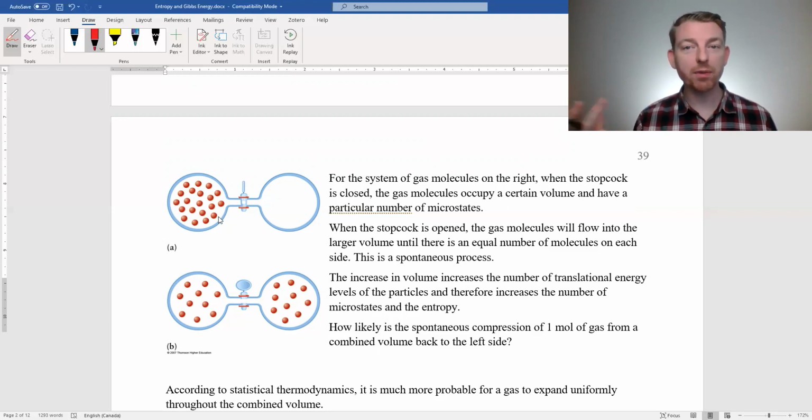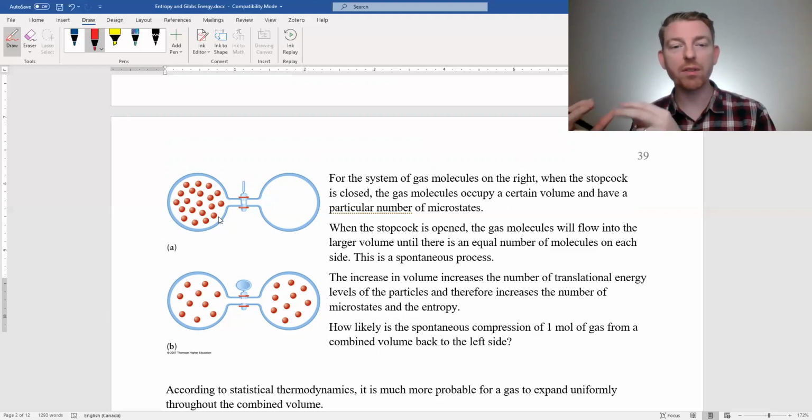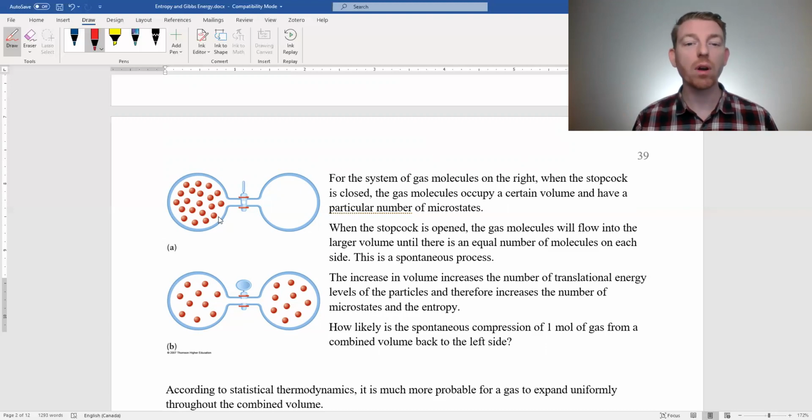But if we go up to three, now what are the chances of getting all three onto one side, or four? Or what if we get a mole of gases? So when we go up to that many molecules, the chances of them all going to one side at the same time are so slim. They're practically zero, and we never really see it in practice.